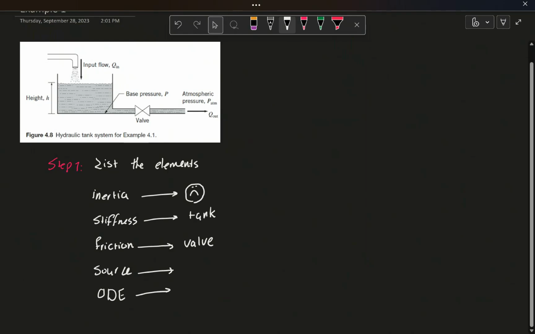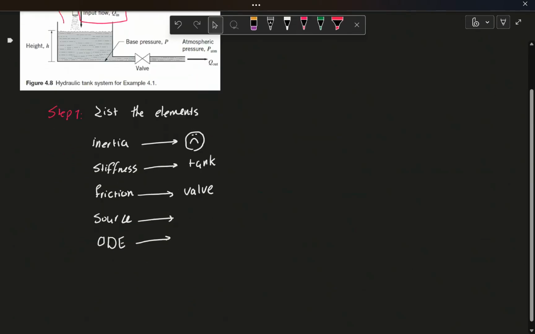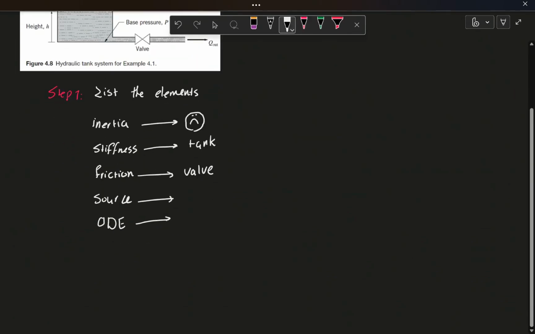And at last, we need to include the sources in the system. If you look at this system, you see that I have two sources from the environment. The first one is the input flow, which is Qin, and the second one is the pressure of the atmosphere. So I would include Qin and the P atmosphere.